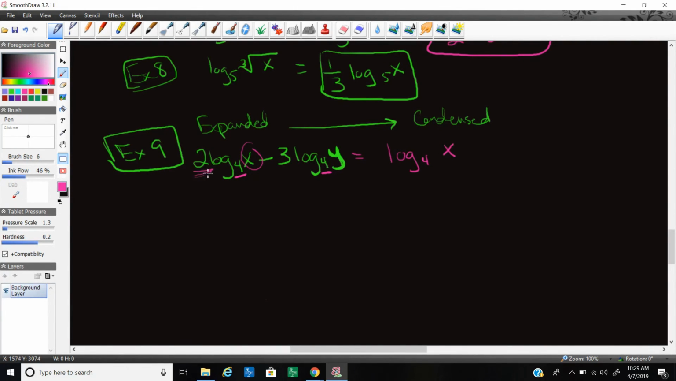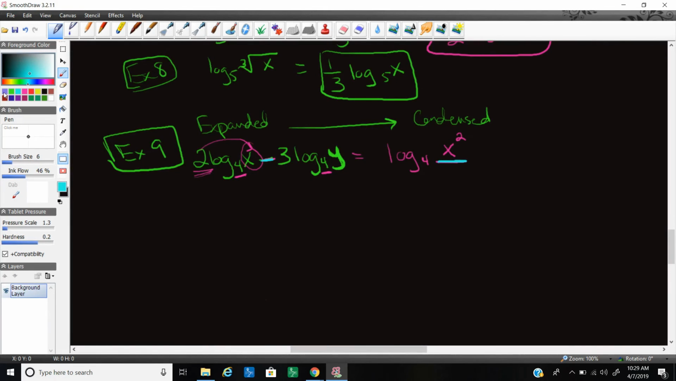There is a 2 in the front, but remember that we're going backwards, so the 2 is going to jump back over here to the exponent. So x squared. Okay. Next we have a minus. So minus means divide, so we're going to put our division line. I'm going to do a different color for that. So there's my division line.